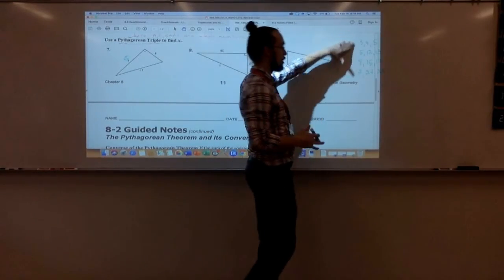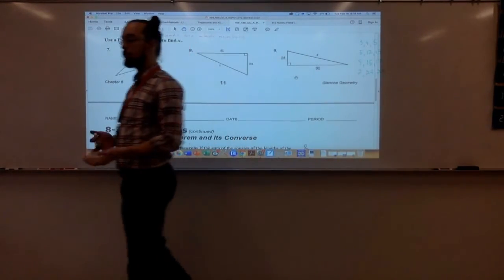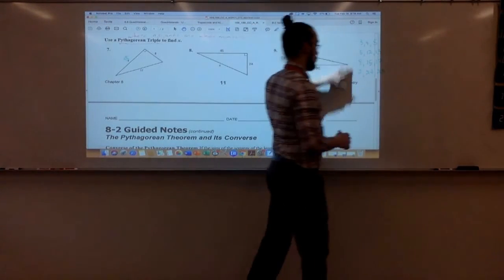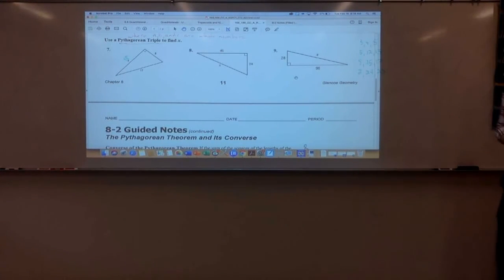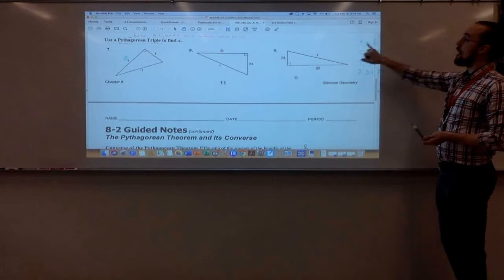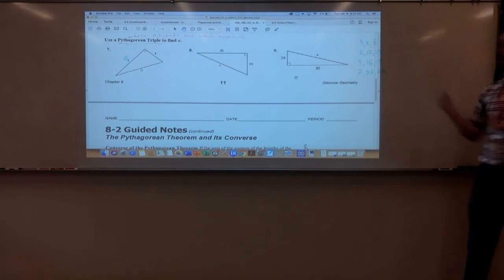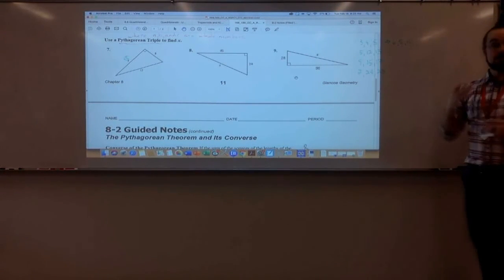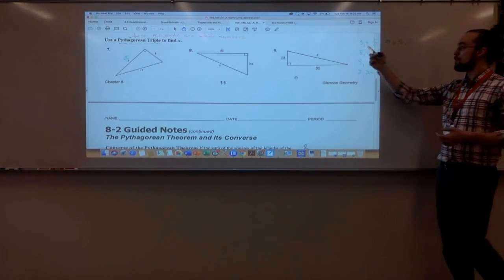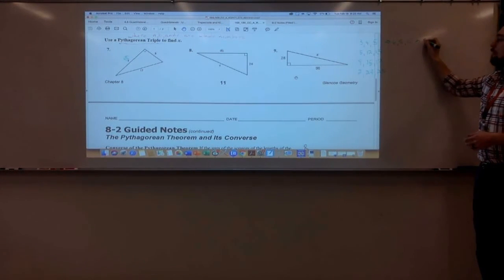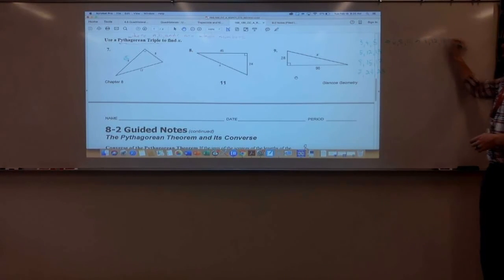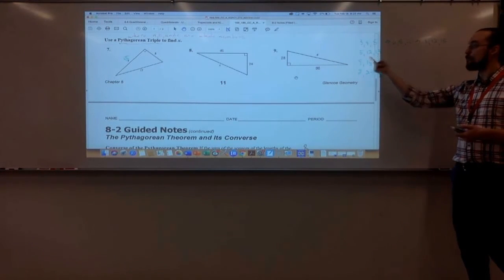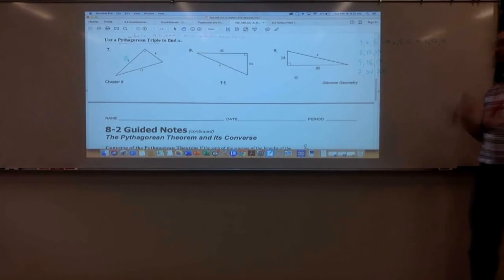Now, like I said, there's an infinite number of these. We're just going to focus on a few of the smaller ones. Now, this list also includes all the multiples. So if I were to take 3, 4, 5 and multiply every single one of those numbers by 2, I would get 6, 8, 10. That's another Pythagorean triple. If I took all of these numbers and multiplied by 3, I would have 9, 12, 15. That's another Pythagorean triple. I can do that for any of these. I can multiply every number by some constant to get another Pythagorean triple.